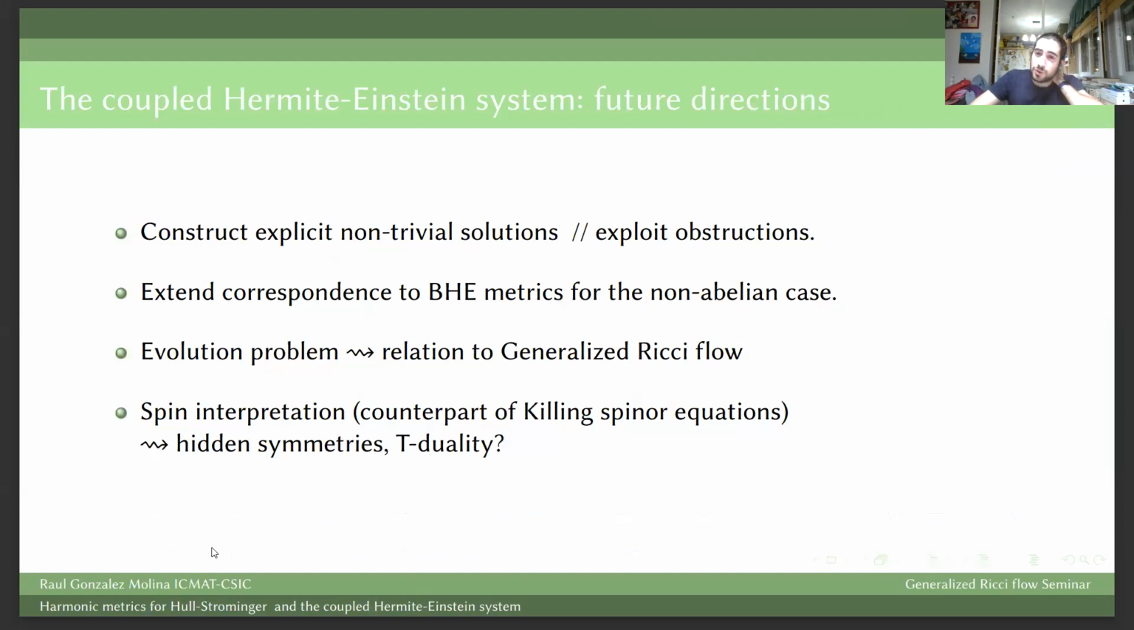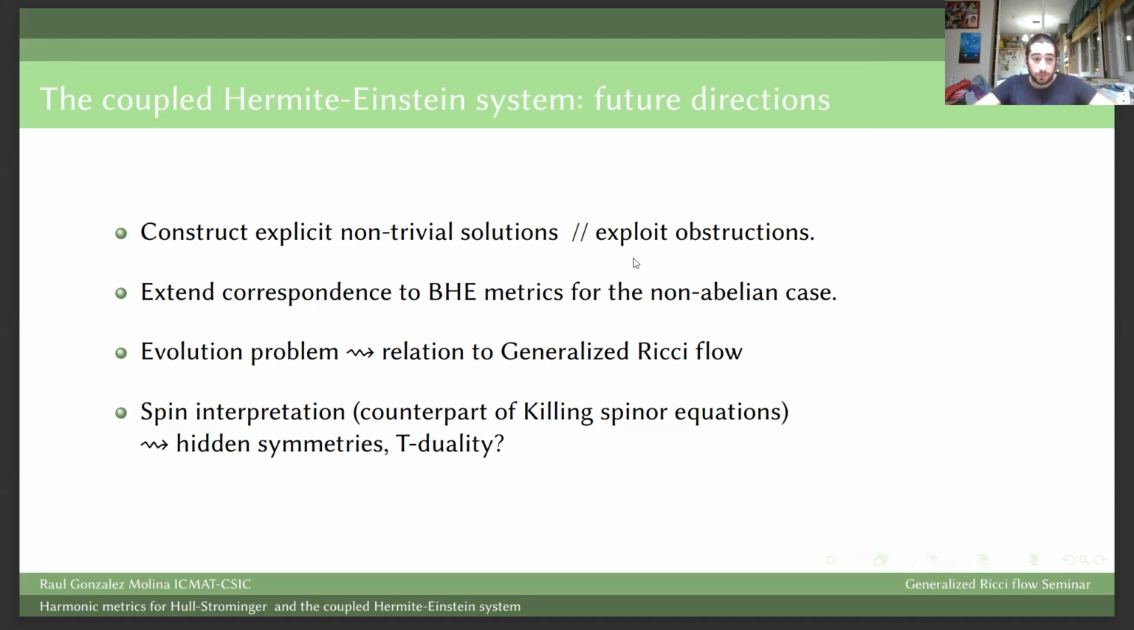Now I want to pose some questions to you. So now you have some work, if you want to pursue this way. I gave some methods to produce abstract solutions, a method that took an abstract solution and produced another abstract one, but I would like to have some explicit formulas to put my hands on. So this is the first thing I would like to do: to construct explicit non-trivial solutions, so solutions that don't come from the Hull-Strominger system, which I already know how to produce, or to exploit the obstructions coming from slope polystability that can happen for the coupled Hermite-Einstein system, as opposed to the rigidity results we saw at the start of the talk for the Hull-Strominger system.